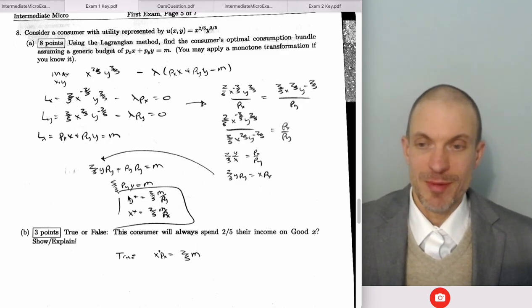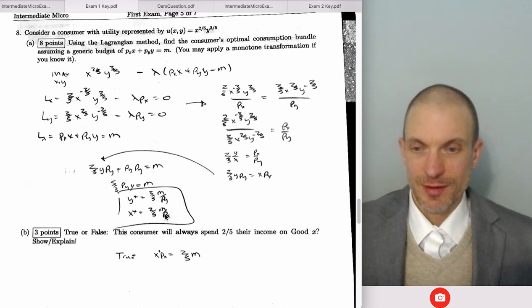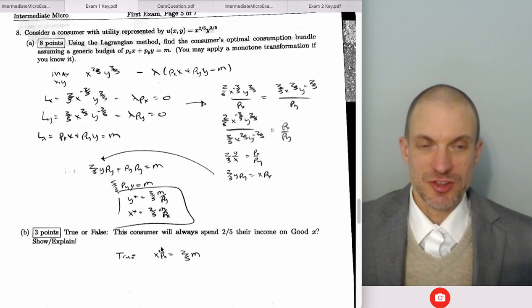These are Marshallian demands. This is going to give me my optimal amount of good y as a function of income and price of good y, and the optimal amount of good x as a function of income and price of good x. Right? True or false, this consumer always spends 2/5 of their income on good x? Yeah, we have this right here. So if I multiply through by px times x, then I've written the expenditure on good x equals 2/5 of my income.